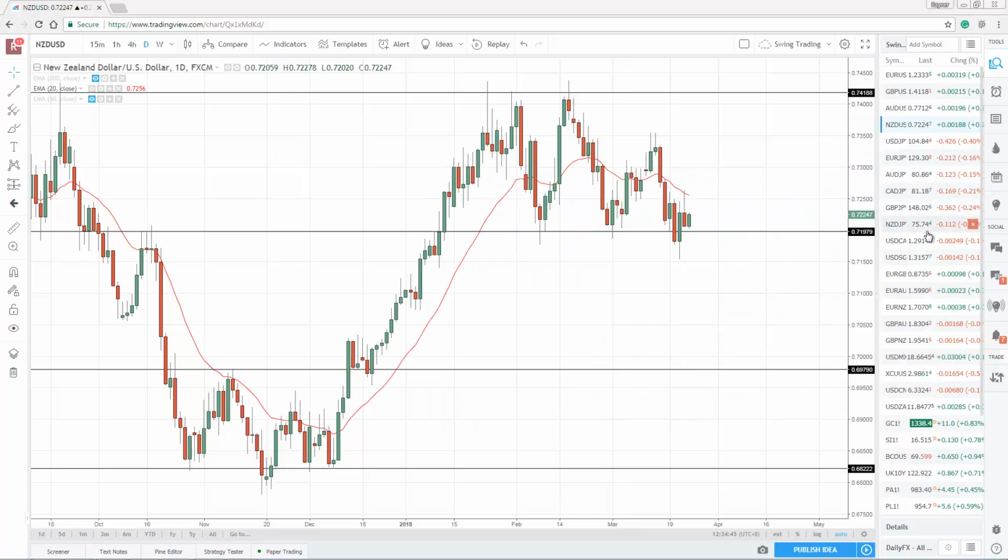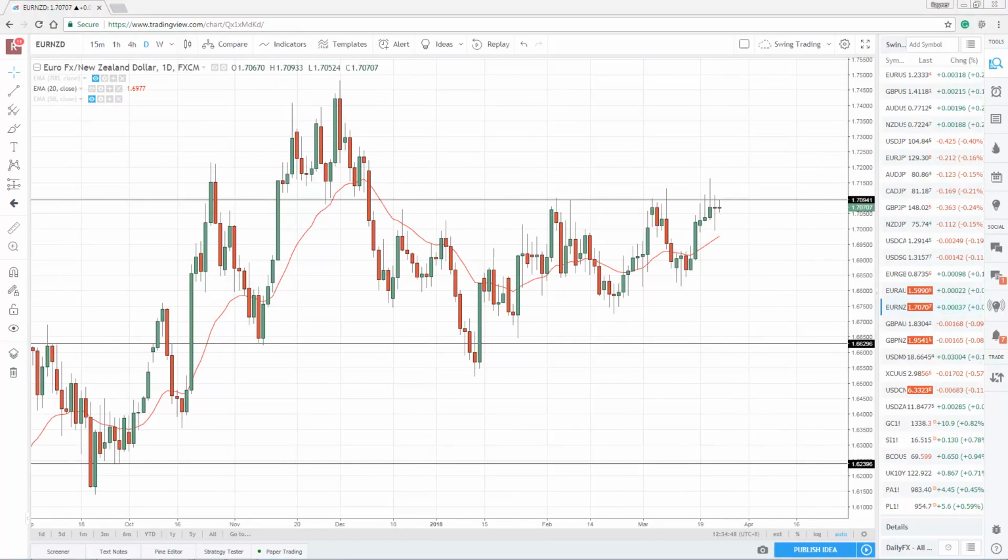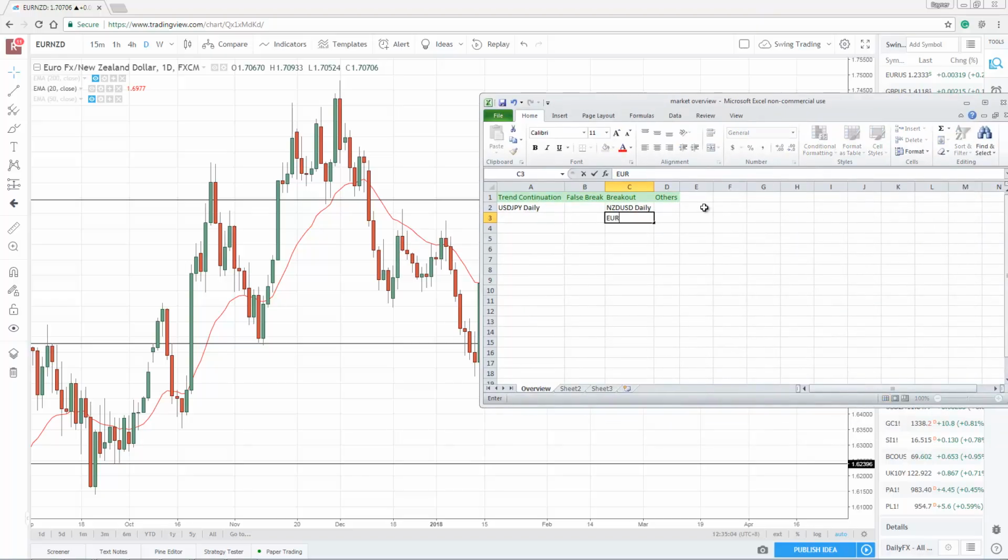For Euro New Zealand, similar to Euro dollar, what I'm seeing is that the market is making higher lows into this area of resistance. If it forms a build up and then breaks above it, it's a valid breakout setup, and it's an opportunity for me to get long. So again I'll go down to my spreadsheet, Euro New Zealand daily, and save it.